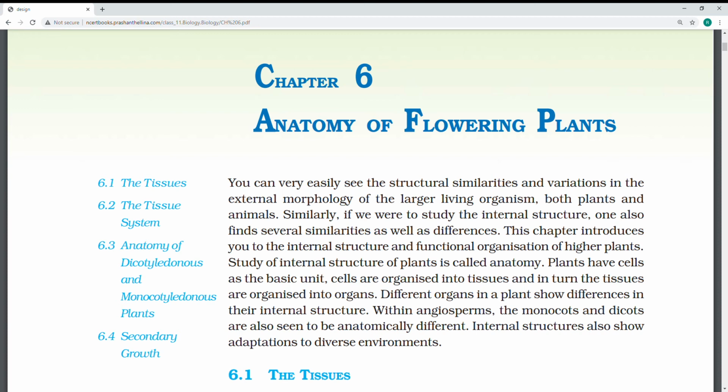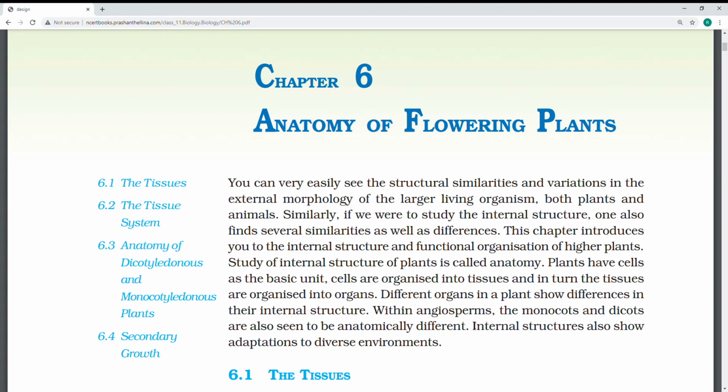Now, chapter 6, which is Anatomy of Flowering Plants. As I have already told, anatomy means: in your laboratory the permanent slides will be there. Section, transverse section, TS or LS of stem.